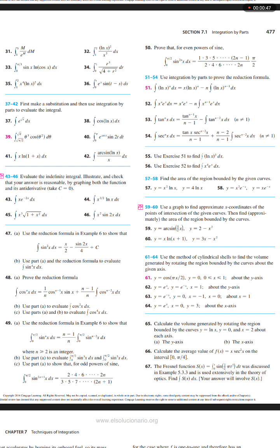Use integration by parts to prove the reduction formula. The integral of (the natural log of x) to the power n dx equals x times (the natural log of x) to the power n minus n times the integral of (the natural log of x) to the power n minus 1 dx.